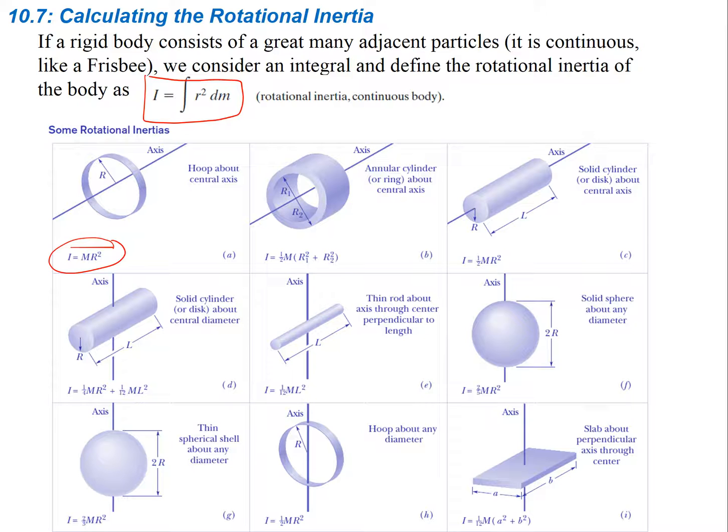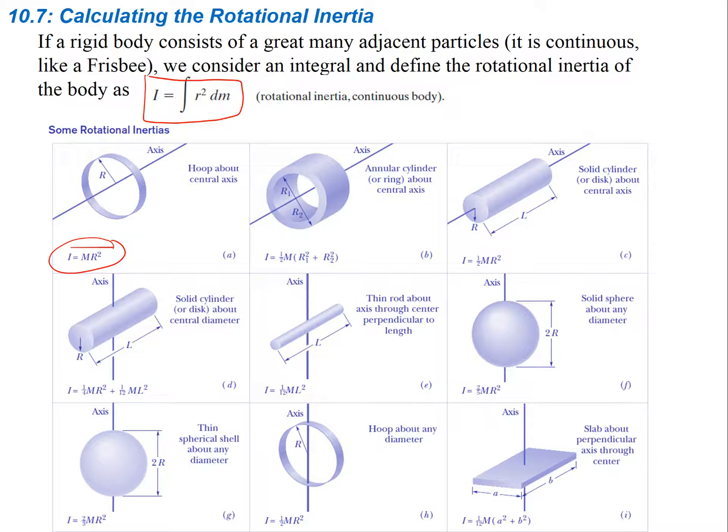And it also depends on where the axis is. If you notice on the top left here, this has the axis of rotation going through the middle of the hoop, whereas this has it going along the hoop, in this direction. So where the axis is also matters as far as what the moment of inertia is. All right, so we're going to look a little bit later at calculating some moments of inertia.